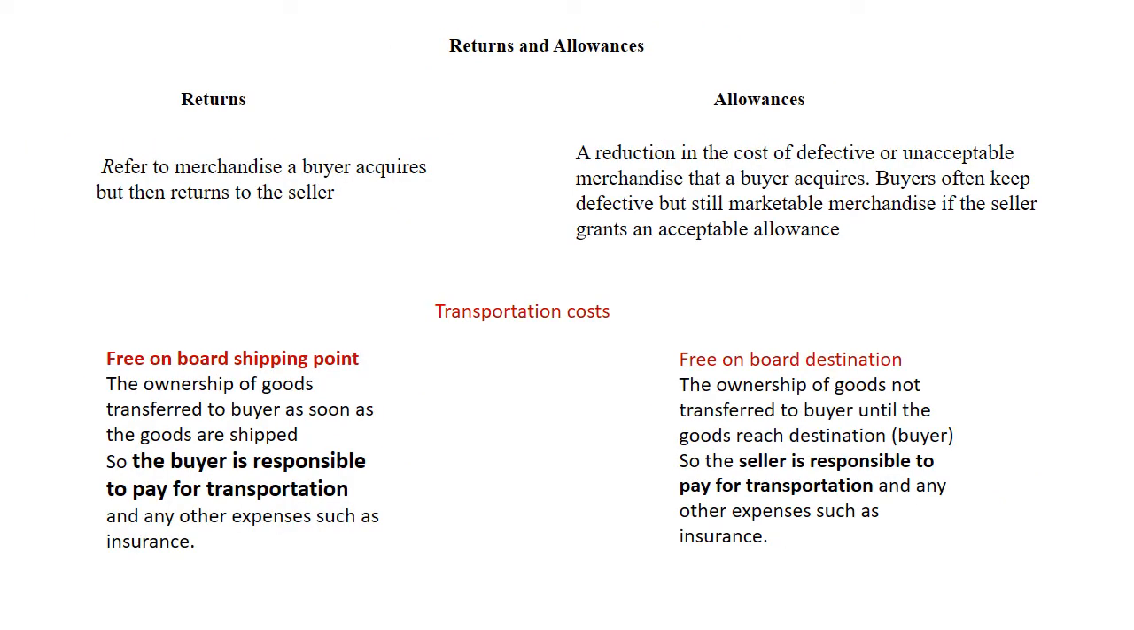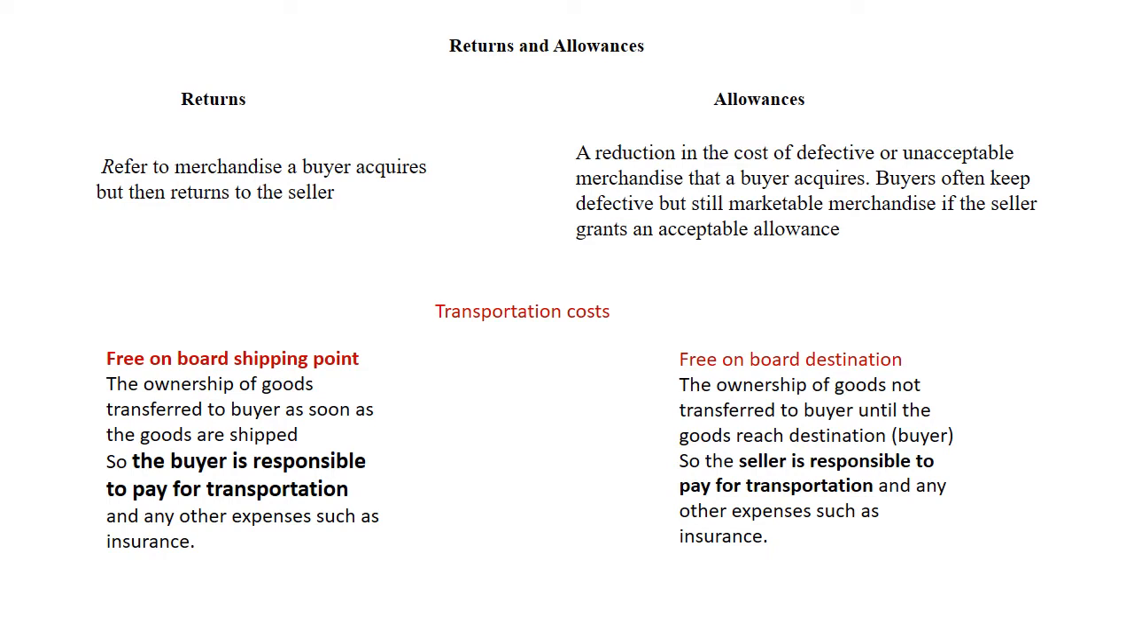Here we need to understand the difference between returns and allowances. When you purchase goods, sometimes you find that the goods are not in the same quality that you expected. So you may decide to return the goods back. If you return the goods back to the seller, physically you returned the goods back and got your money back, we call it a return. But sometimes the seller may tell you, you can keep them and I will give you a reduction in the price because I know they are defective and they are not the same quality as you expected.